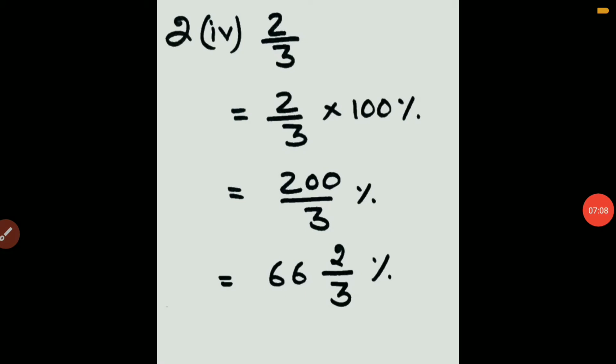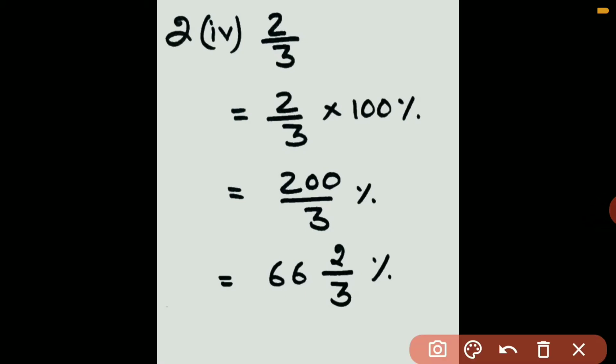Now question number 2.4. Question number 2.4 reads as 2/3, right? And I have to convert this 2/3 into percent. So I have to multiply it by 100. So 2/3 multiplied by 100. Hence we cannot cancel this here.